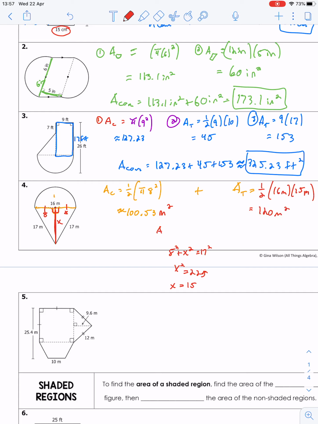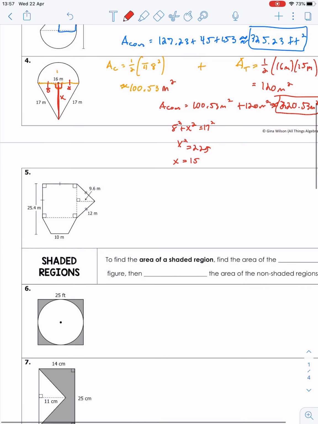So the area of our composite is going to be 100.53 meters squared plus 120 meters squared for an approximate answer of 220.53 meters squared. There we go. Okay, number 5. Let's do it.